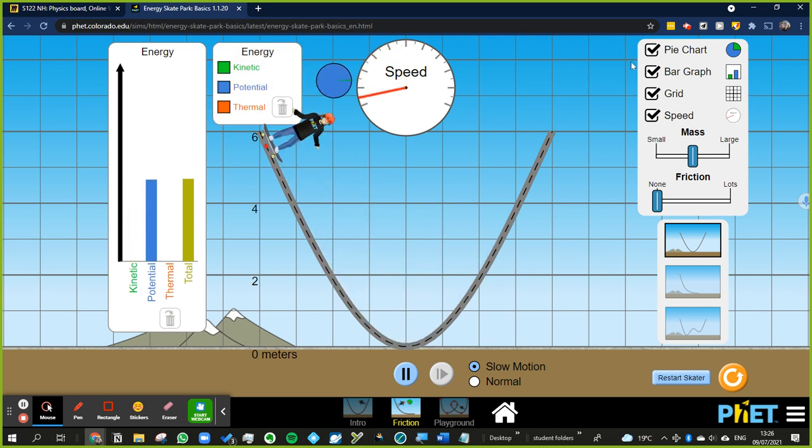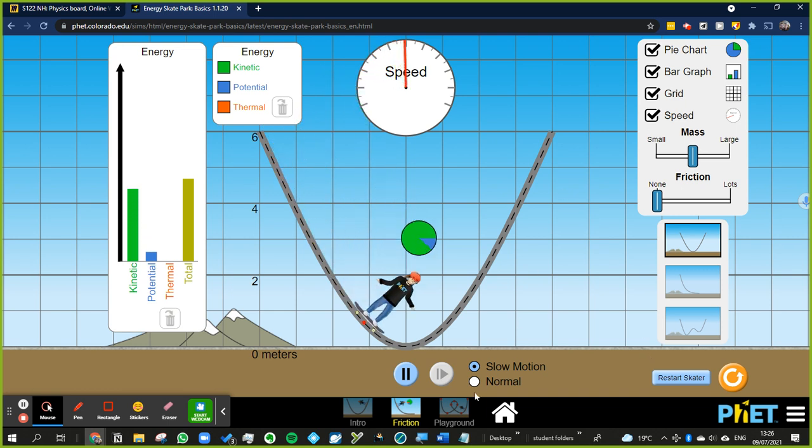If we look at a pie chart, we can see that it's got complete gravitational energy at the top, and then complete kinetic energy at the bottom. Okay, so really that's the main thing we need to get from this here.